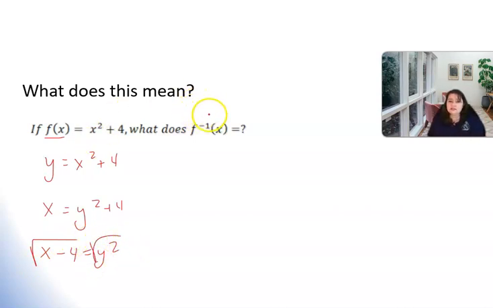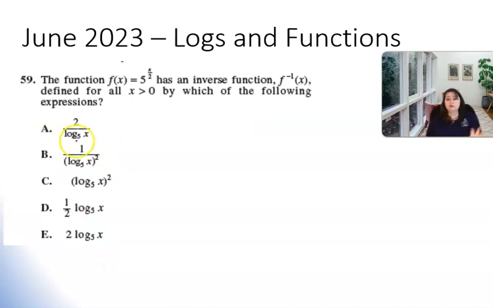So when you see this symbol right here, don't freak out. It just means you're going to change this to y and then switch its places and solve for y, okay? So let's take a look at what happens when we have this one. This is the mixture of the two.